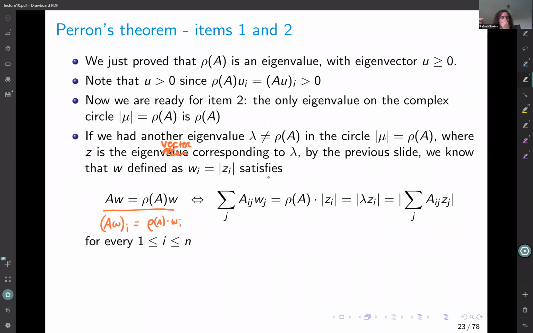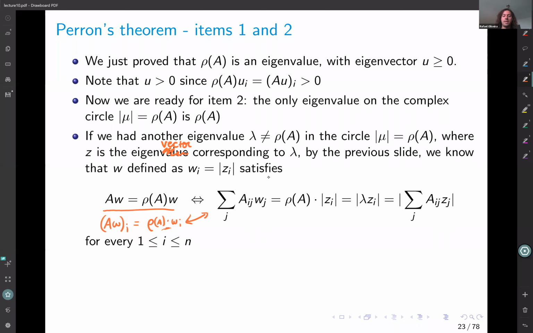So now let's just write out what this equality means. This equality is equivalent to saying that if I compute on the left A times W, just the ith coordinate, it's exactly the sum over all indices j of Aij times Wj. But this is equal to rho of A times the absolute value of Zi, which is exactly this guy on the right here, right?